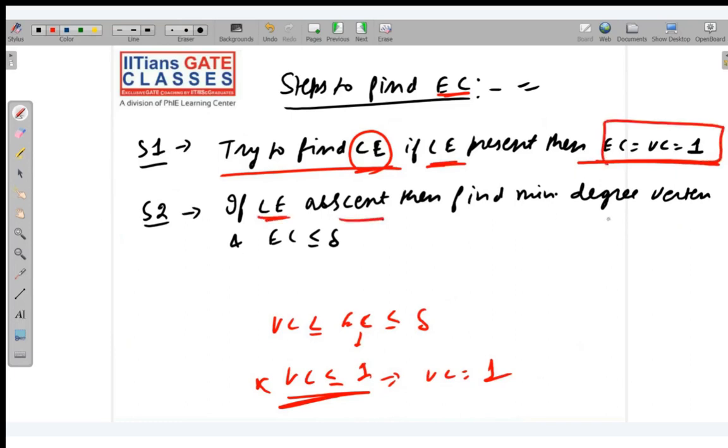But if a cut edge is absent, then find the minimum degree vertex. Your edge connectivity will be less than or equal to that minimum degree. Now directly I want to say there is no way out. If a cut edge is not there, then you have to do hit and trial. But in place of blindly doing hit and trial, try to find the minimum degree vertex. Like if the minimum degree is 3, obviously removal of 3 edges will disconnect the graph. But try to find whether removal of any 2 edges can disconnect the graph. You have to check that out. So the basic way is hit and trial. Any doubt here? Please let me know.